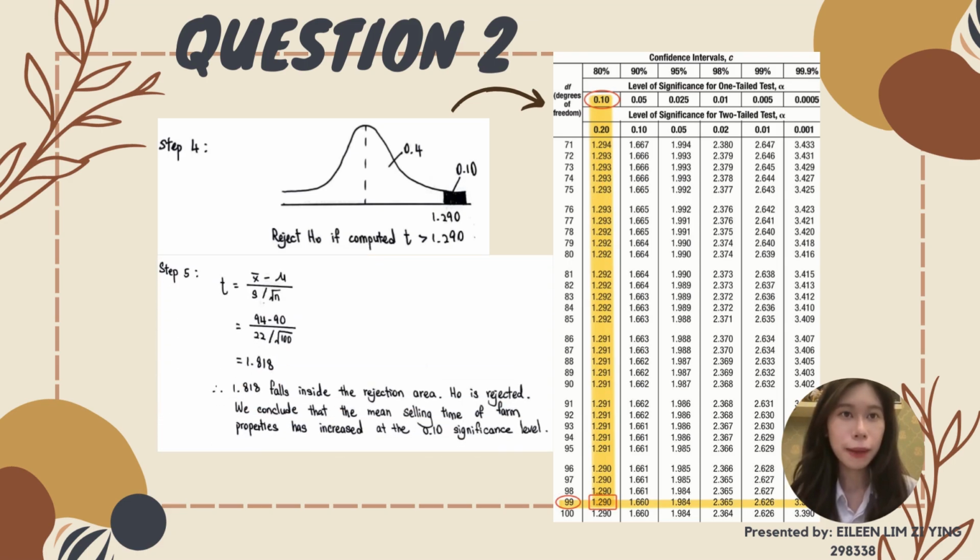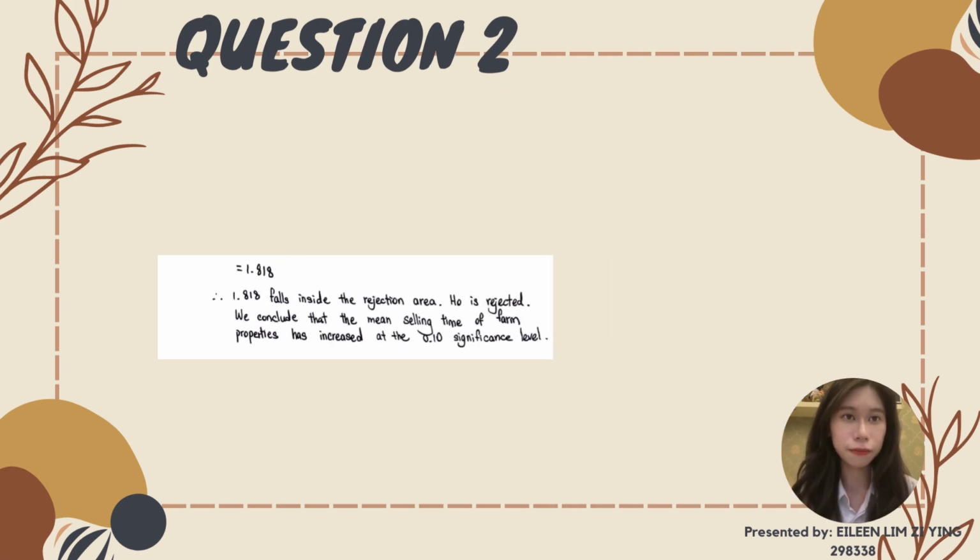Step 5. Make the decision and interpret the result. We need to determine the value of t by using the t formula. After we calculate, we get the value of t is 1.818. The 1.818 is larger than 1.290. So the final answer is 1.818 falls inside the rejection area. H0 is rejected. We conclude that the mean sealing time of farm properties has increased at the 0.1 significance level.